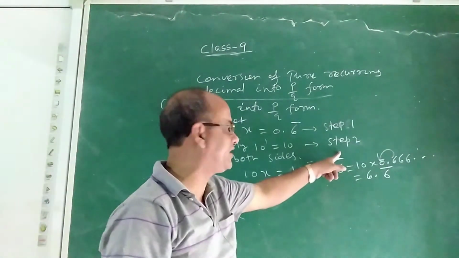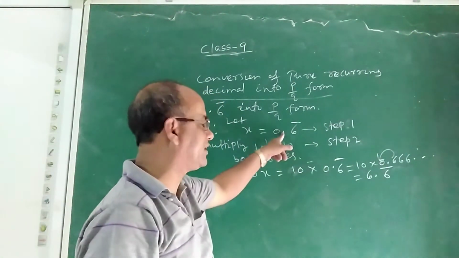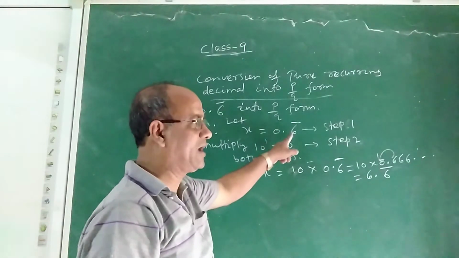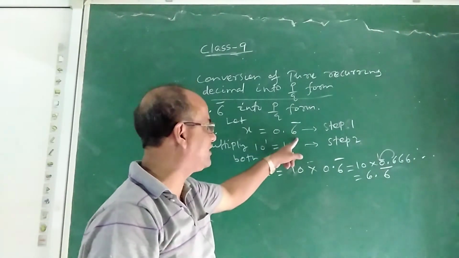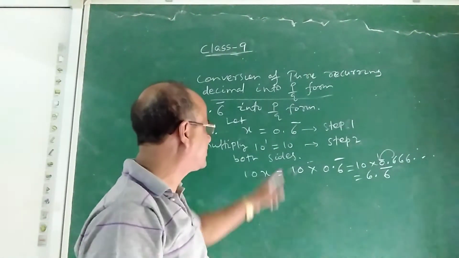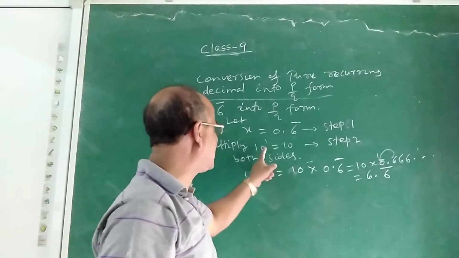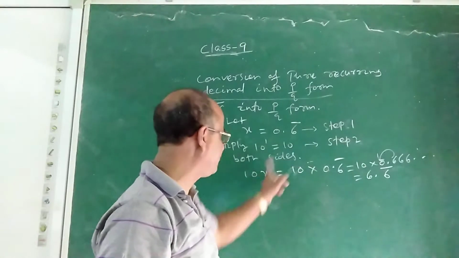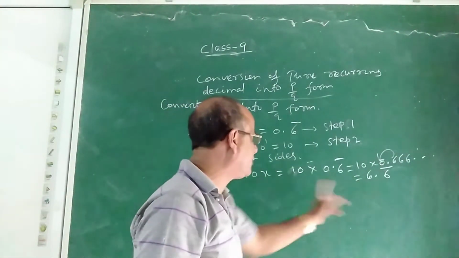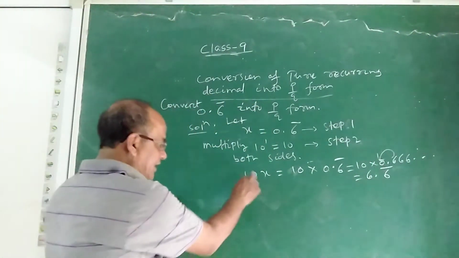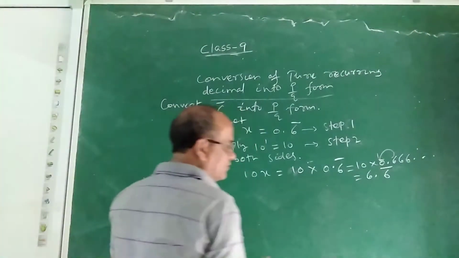Once again I am saying, children, first you take the pure recurring decimal as x. Then you find how many digits are getting repeated. In this particular question, 1. So since the number of repeating digits is 1, you multiply both sides by 10 to the power 1, that is 10. So you will get this.